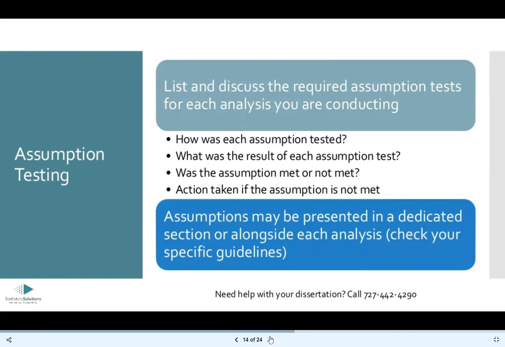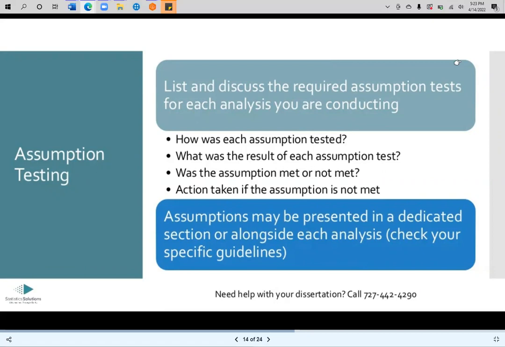After you go through all of your descriptives, it's time to start getting into discussion of the main analyses that you are doing to answer your research questions. But before you can do that, you need to talk about the assumptions of those analyses. So essentially, all inferential statistics that you do that would be used to answer your research questions would have some sort of statistical assumptions associated with those tests.